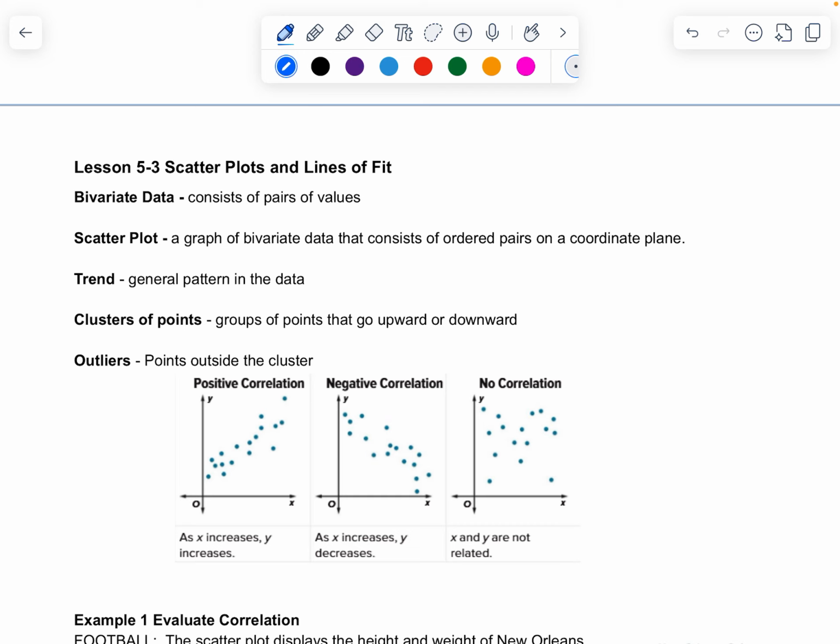The trend. When you look at the graph, what things do you notice? Do you notice it has positive or negative slopes, or instead of slopes, correlations? Is it a weak correlation? Is it a strong correlation? What things do you know about that data? Clusters are groups of points that go up or down, and outliers are points that are outside of that cluster.